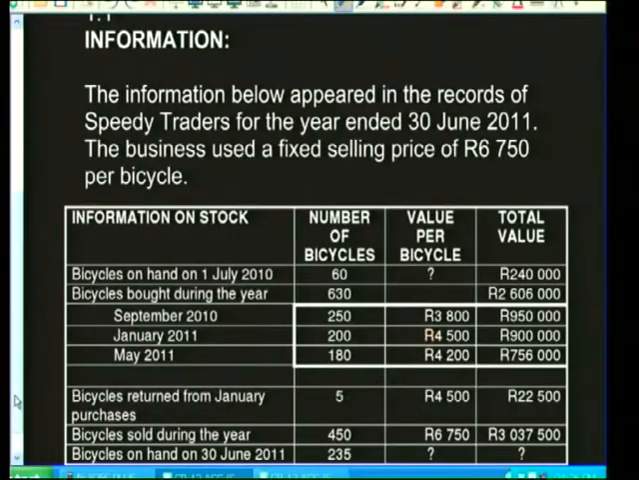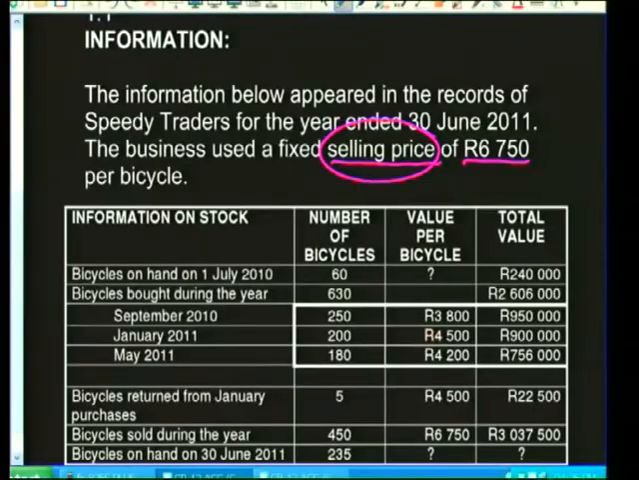Now, let's have a look at the information that we've been given. The question says that the information below appeared in the records of Speedy Traders for the year ended 30th of June 2011. The business uses a fixed selling price of 6,750 per bicycle. Now, don't get confused. This 6,750 is the selling price of the bicycle. Make sure that you understand the difference between your cost price and your selling price. A quick recap is that the cost price is the price that you bought the stock for, and the selling price is the price that you are selling the stock for.